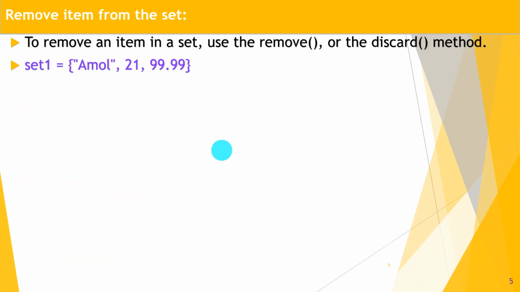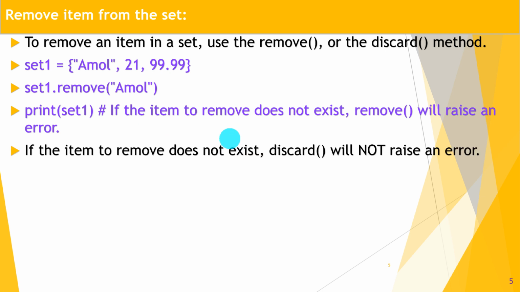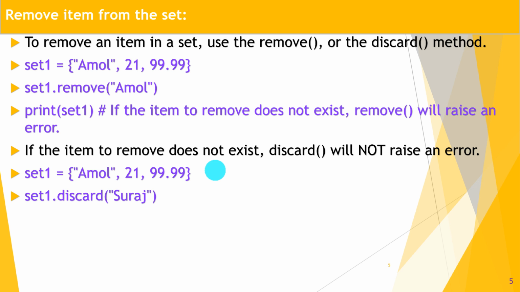Now the next point is removing an item from the set. To remove an item from the set, use the remove method or the discard method. So first use the remove method. It removes the element, but that element must exist. If that element does not exist in your set, then it gives you an error guys. Great. What is the discard method? If the item to be removed does not exist, the discard method does not give any error. So this is the difference between the remove and discard methods.